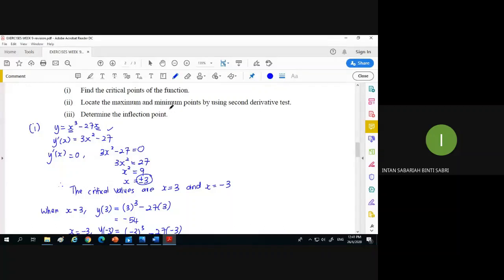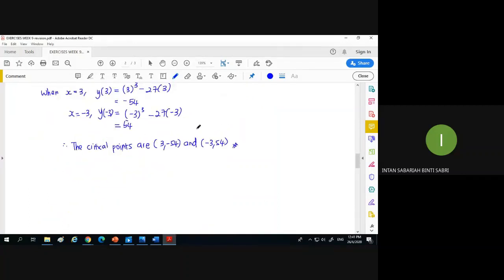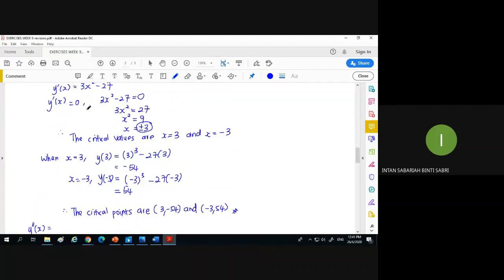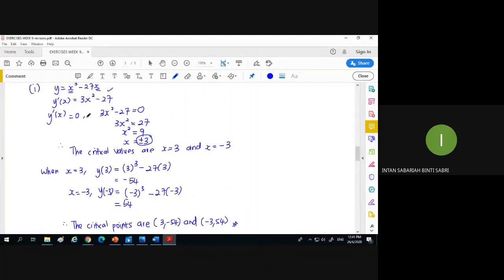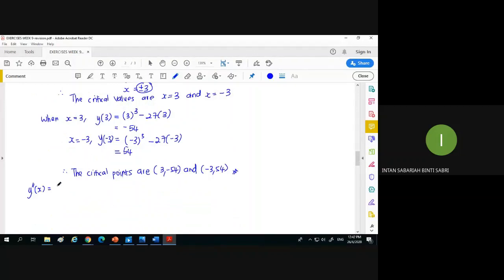Alright, and then we move to the second question. Locate the maximum and minimum points by using second derivative test. Okay, so second derivative test is much easier for you compared to the first derivative test. Nama pun second derivative test. Maksudnya apa? You kena differentiate once again. So first derivative dia adalah 3x square minus 27. So akan jadi 6x. Yeah, good, 6x only.